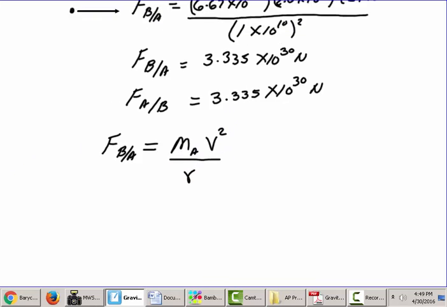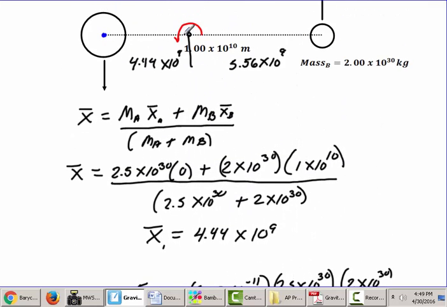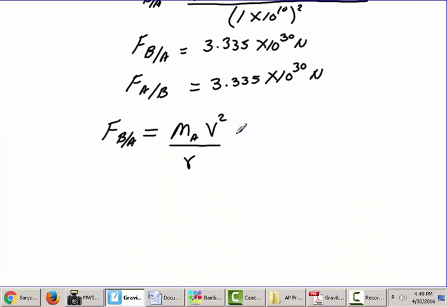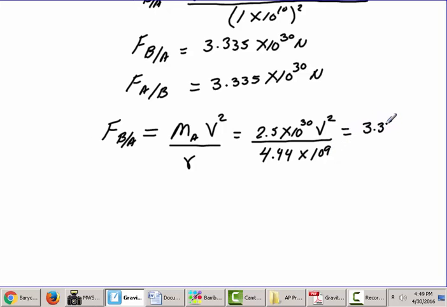Now this is where the radius plays in. You're going to use this radius right here, because everything's rotating around this point right here. So we'll put those values in. That's going to give me 2.5 times 10 to the 30th times v squared, divided by 4.44 times 10 to the 9th. I will set that equal to 3.335 times 10 to the 30th, and solve for v. When I solve for v, I get approximately 76,960 meters per second. Again, that's only for the velocity of A. These binary stars are going to be traveling at different velocities.